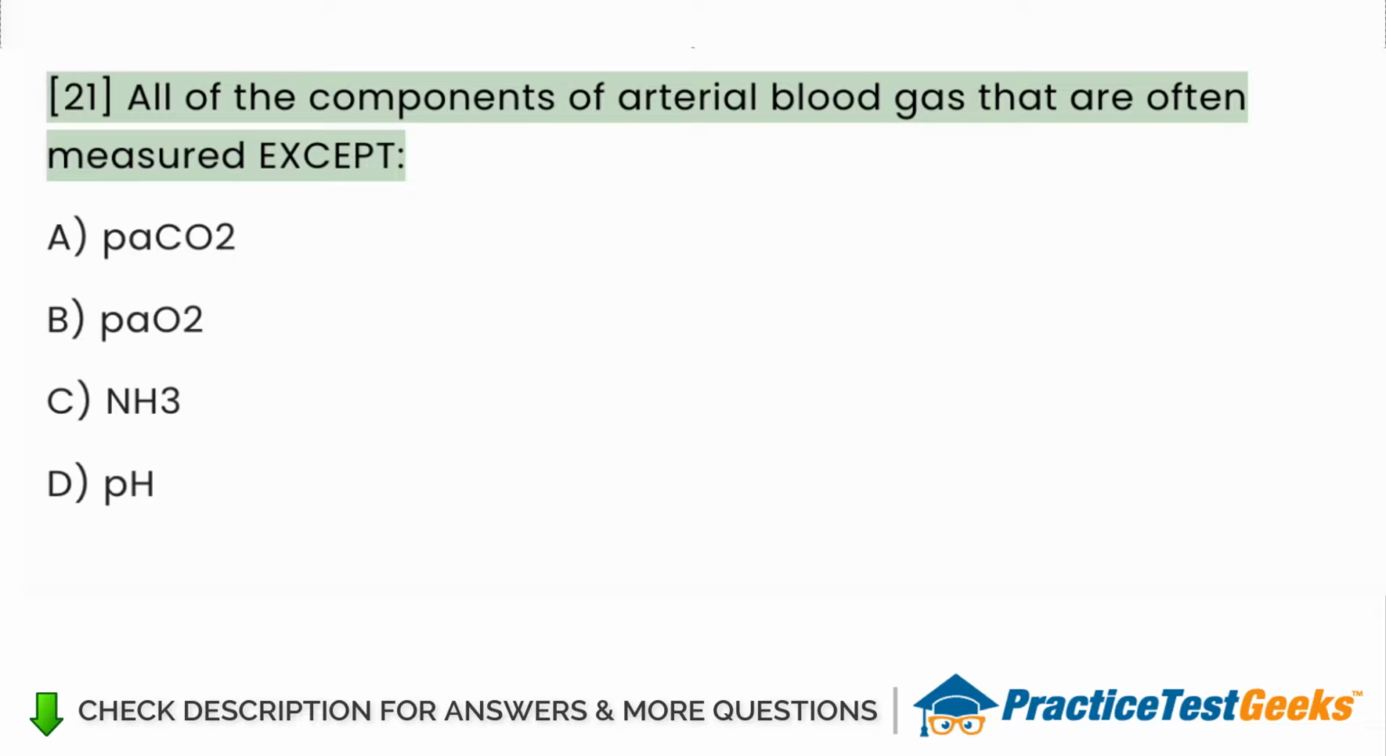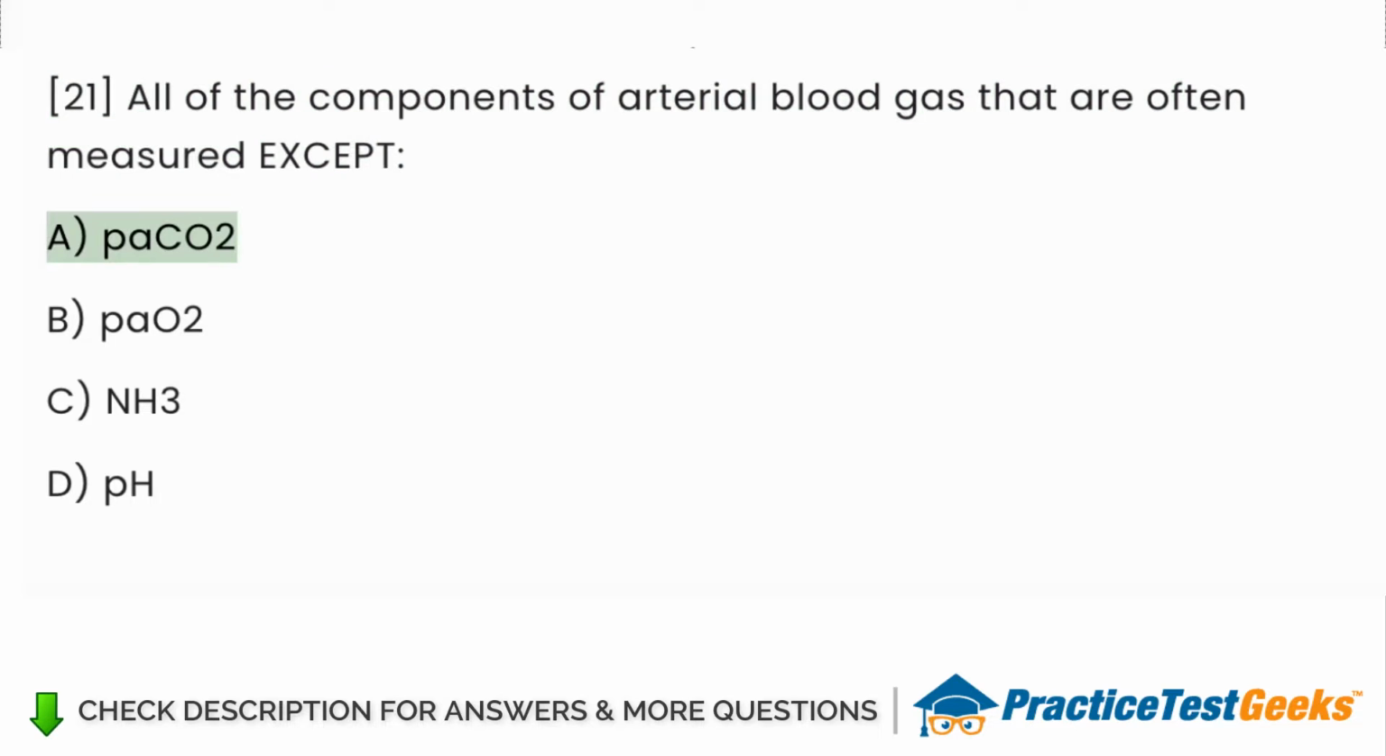All of the components of arterial blood gas are often measured except A. PaCO2. B. PaO2. C. NH3. D. pH.